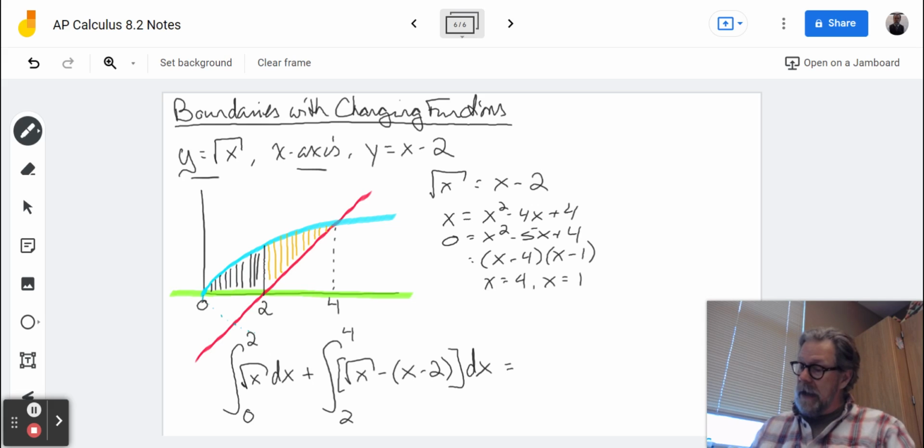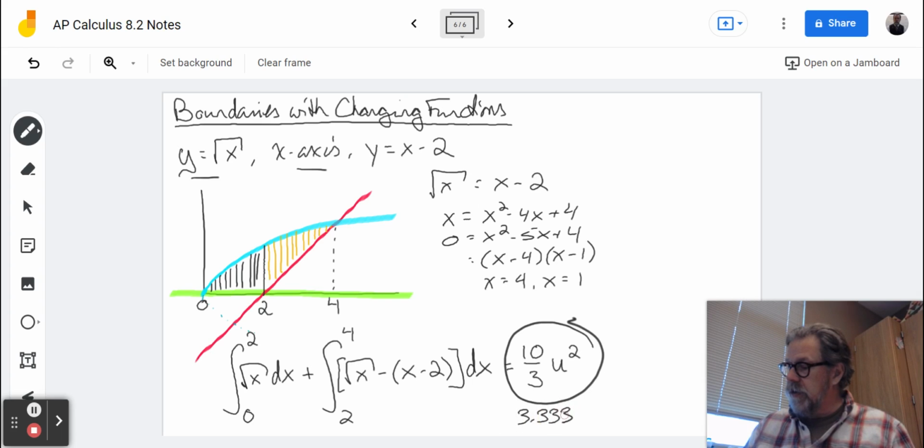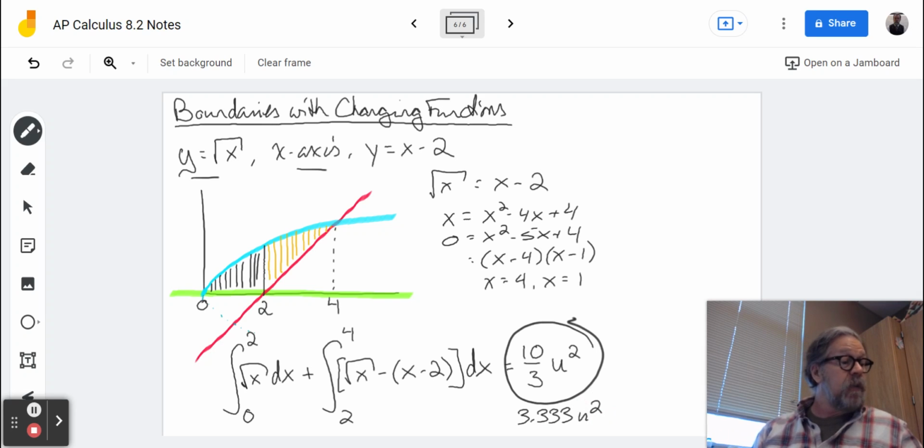You want to be a little bit careful because the exact answer to this is 10/3 units squared. If the question asks you for an exact value, be a little bit careful, because otherwise you're going to get 3.333 units squared, which is perfectly acceptable unless you are asked for the exact value. All right, so this will be a quick video.